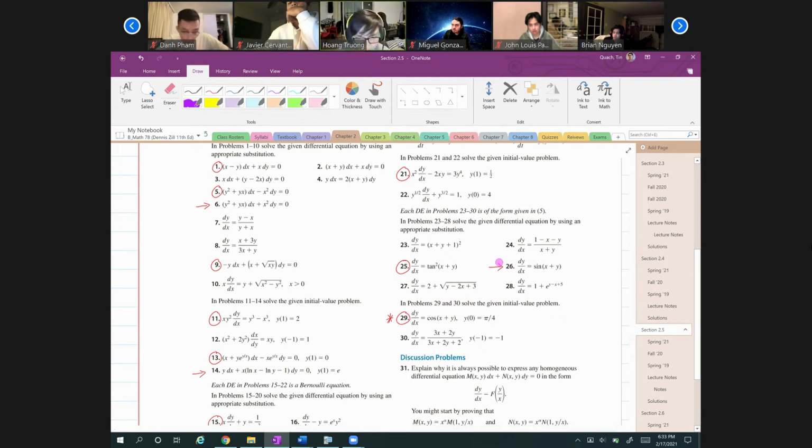Is it the whole thing? No, not the whole thing. X plus y. Because this one is like 1 minus, and then x plus y inside parentheses. Yeah, so you let u be x plus y.